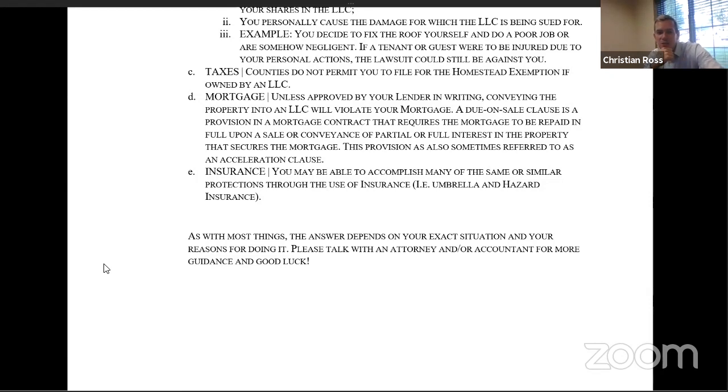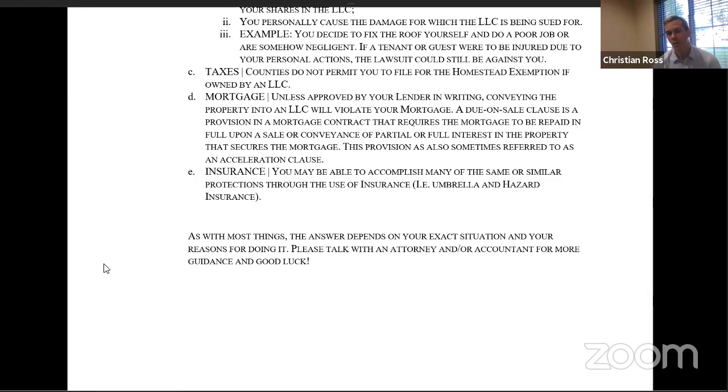And then the last line on here, insurance. Maybe you'll accomplish many of the same or similar protections through the use of insurance. So obviously, hazard insurance is the standard. That's what I would recommend. Get the best one you can get. Make sure it's a rental policy or investment policy that protects you.